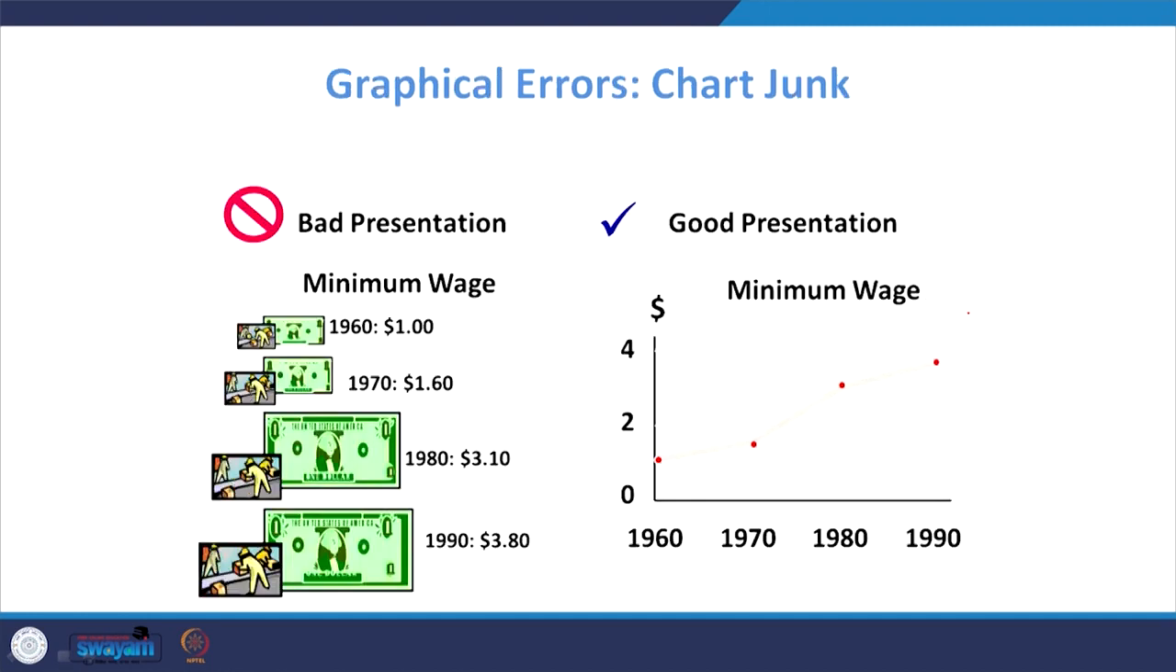See, when you look at this one, the left hand side is a bad representation of the graph. What is happening? A lot of animations, unnecessary pictures. On the right hand side, you see it is a simple graph, the x axis is taken as year, and in the y axis it is taken as the wage. So, it is showing some trend, but when you look at the left hand side, it is not giving any idea what is happening with respect to wage.